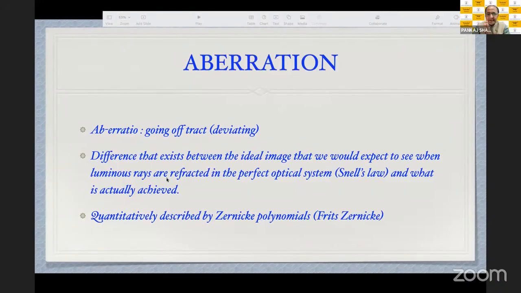Not just its size and shape, its contrast, luminosity and its sharpness. So that is studied. We'll see afterwards, in the end, the point spread function and modulation transfer function, how much is transferred from the object to the image. That is how we know how much perfection there is in the optical system. And it was quantitatively described by Zernike's polynomials.